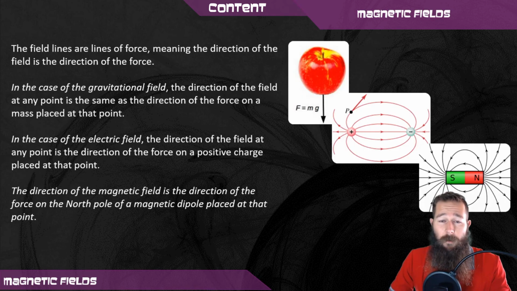The magnetic field lines in a diagrammatic representation are lines of force, meaning the direction of the arrows or the field lines is the direction of the force. So comparing this to gravity, the direction of the field at any point is the same as the direction of the force on the mass placed in that field. Now, in an electric field, the direction of the field is the direction of a positive test charge placed in that field. And in a magnetic field, the direction of the field is the direction of a force on the north pole of a magnet placed in that field.